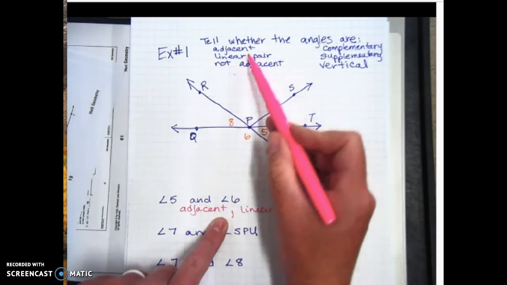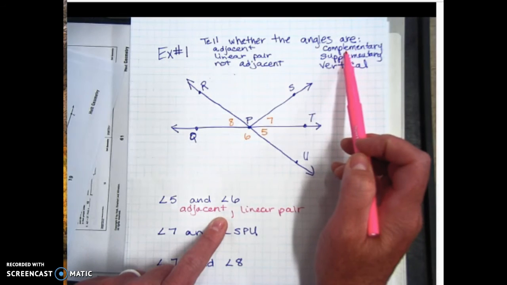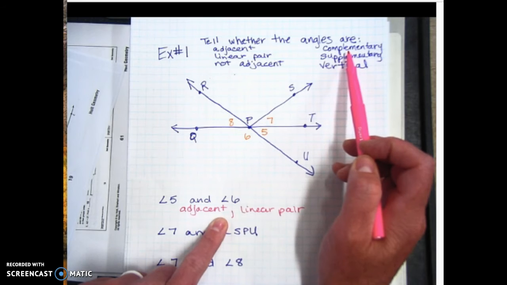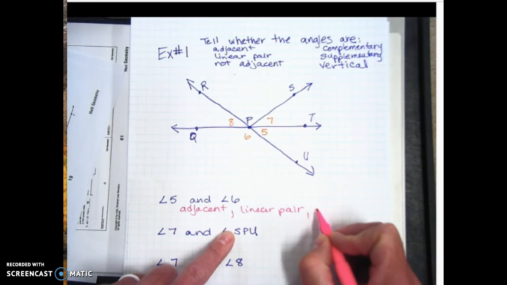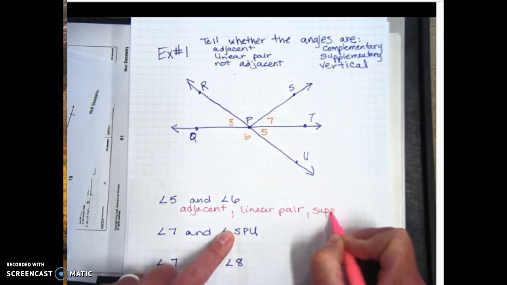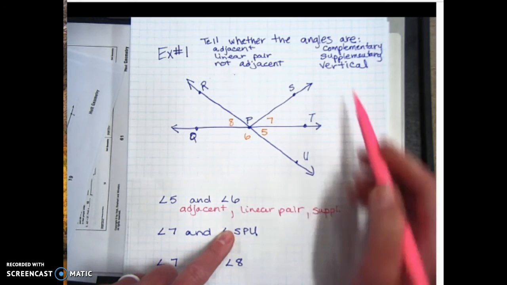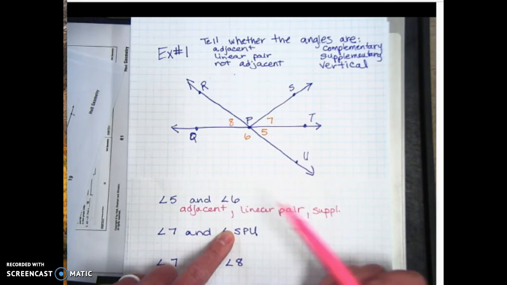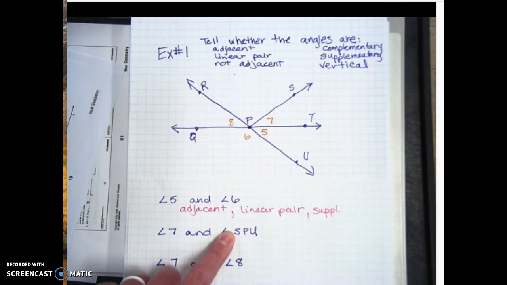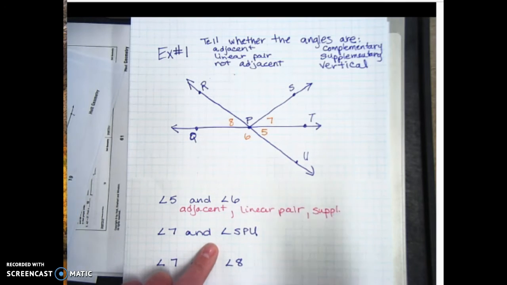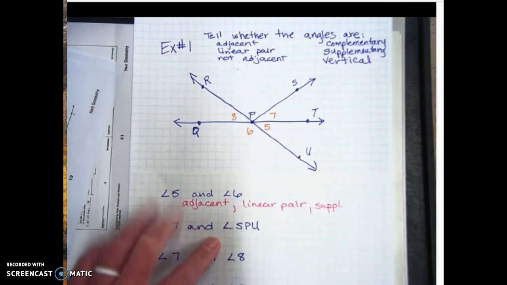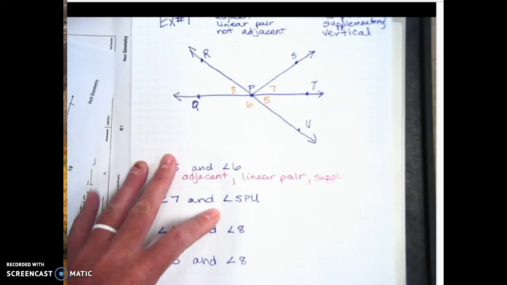Are they not adjacent? Well, we already said they're adjacent, so they're not not adjacent. Are they complementary? No. Are they supplementary? Yes. Are they vertical? No, they can't be adjacent and vertical at the same time. So there are 3 things. They're adjacent, they're a linear pair, and they're supplementary. Okay?